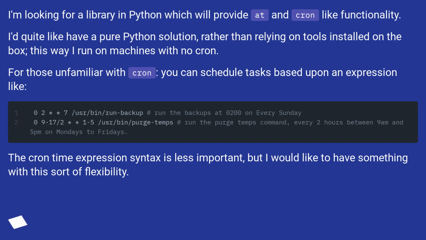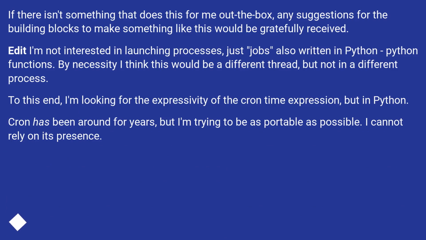For those unfamiliar with cron, you can schedule tasks based upon an expression like. The cron time expression syntax is less important, but I would like to have something with this sort of flexibility. If there isn't something that does this for me out of the box, any suggestions for the building blocks to make something like this would be gratefully received.